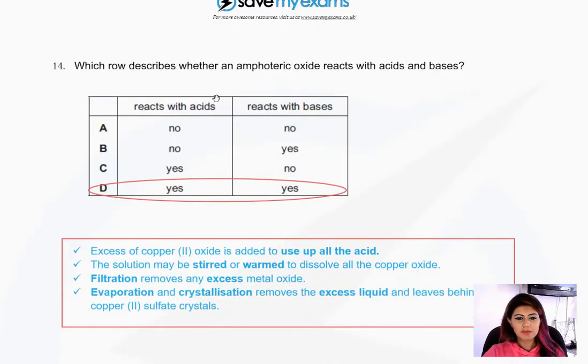14. Which describes whether an amphoteric oxide reacts with an acid and a base? Yeah, amphoteric, this is what I mentioned earlier. They have both characteristics of an acidic oxide and a basic oxide, so they can react with both. So yes and yes.